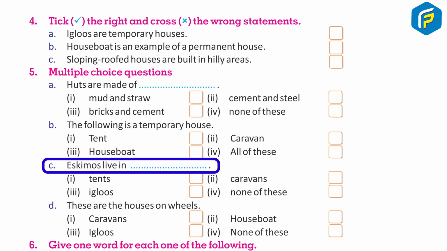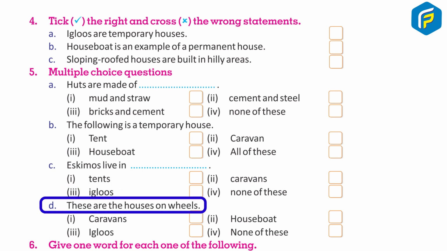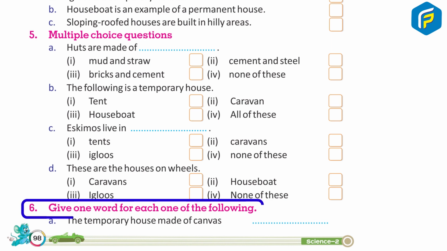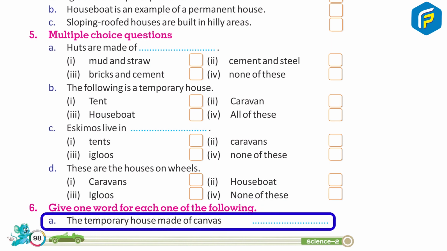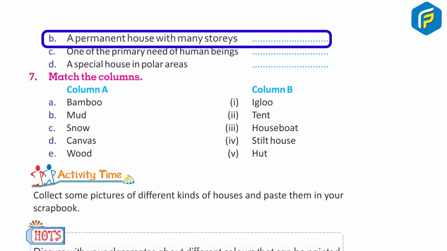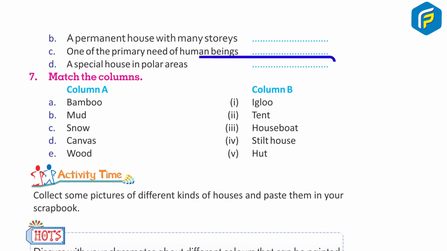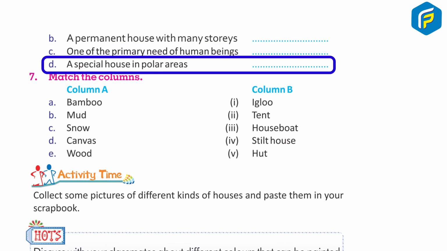C. Eskimos live in ___. 1. tent, 2. caravans, 3. igloos, 4. None of these. D. These are the houses on wheels: 1. caravans, 2. houseboat, 3. igloos, 4. None of these. 6. Give one word for each of the following. A. The temporary house made of canvas. B. The permanent house with many stairs. C. One of the primary needs of human beings. D. A special house in polar areas.